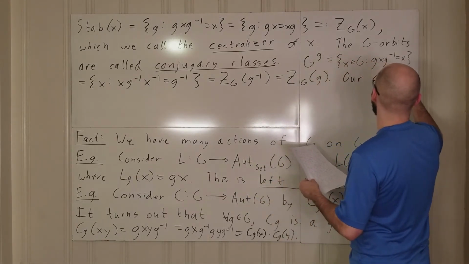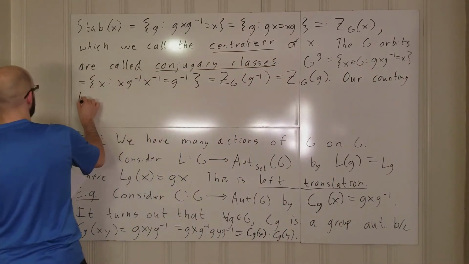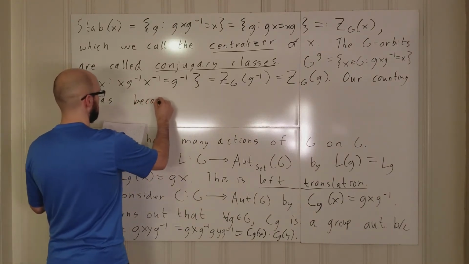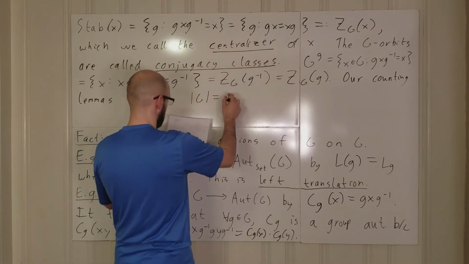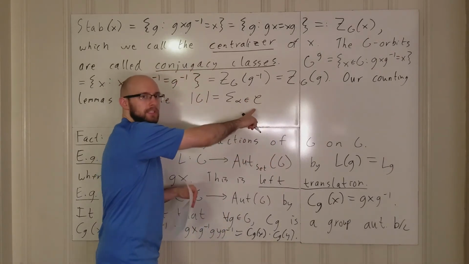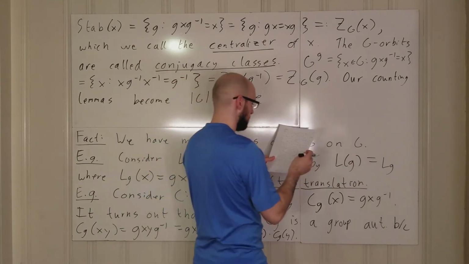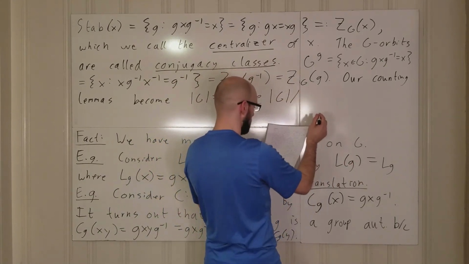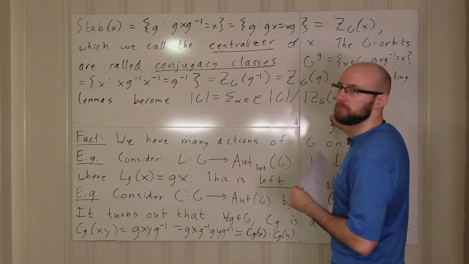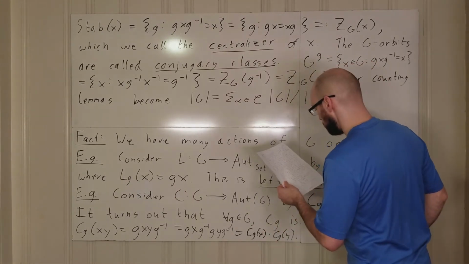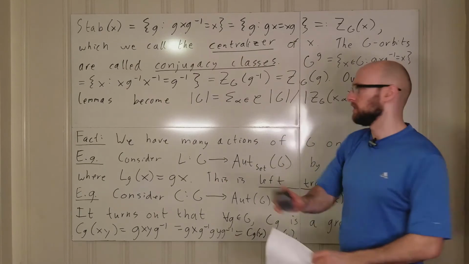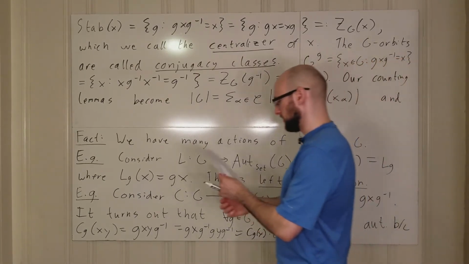Our counting lemmas, remember we have orbit-stabilizer, and there's the other one, become, let's see here, so we have the order of G is equal to the sum over all alpha in squiggly C, which is the collection of conjugacy classes. And so here we're going to get the order of G divided by the centralizer of x_alpha, where x_alpha is just some chosen element of this conjugacy class.